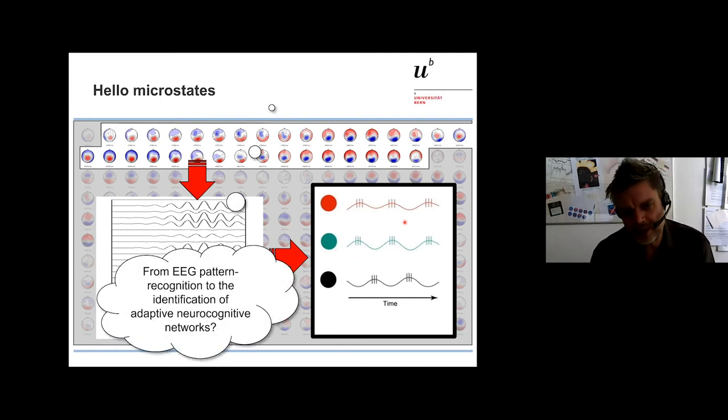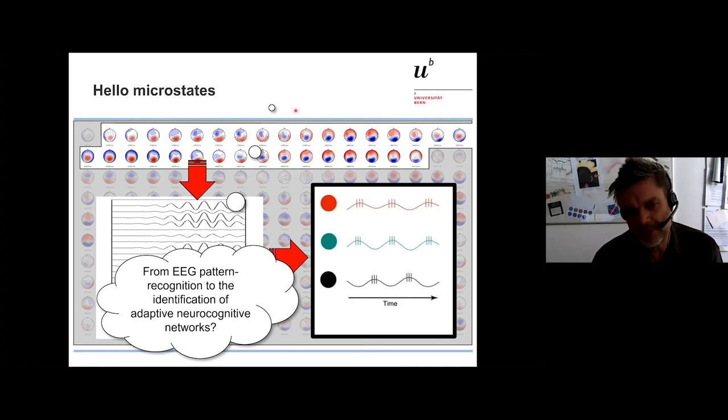what we do here when we do EEG microstate analysis from a theoretical background, we do pattern recognition. We want to identify these microstates here. And then we think we are allowed to think of these patterns that we recognize here as the EEG signatures of some adaptive neurocognitive networks that are eventually related to the type of conscious experience that the subject has.